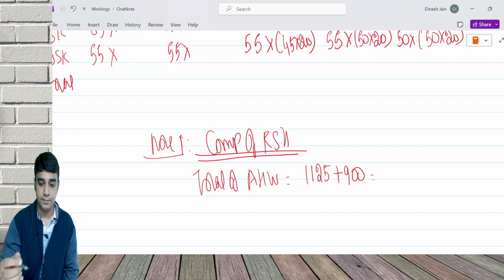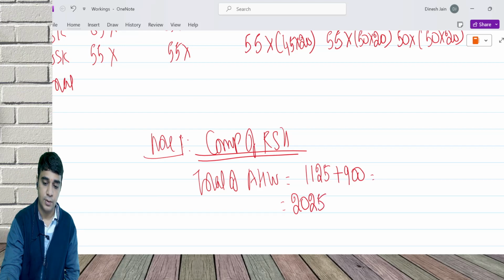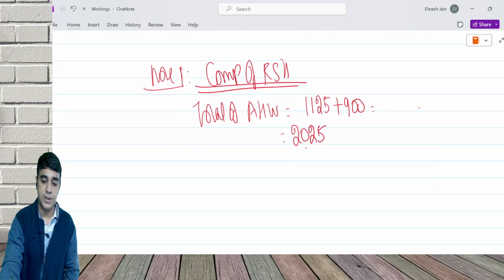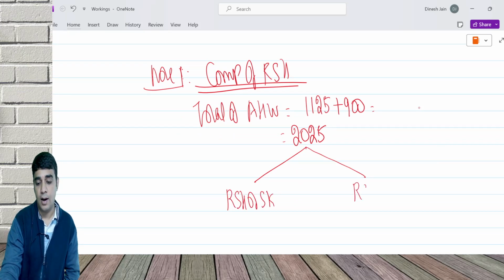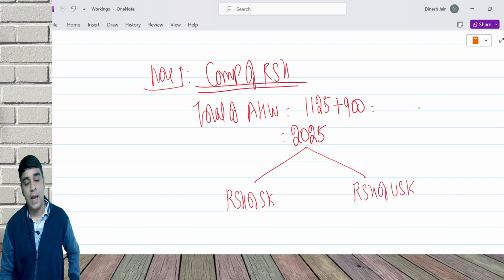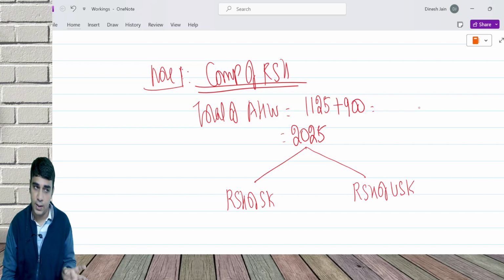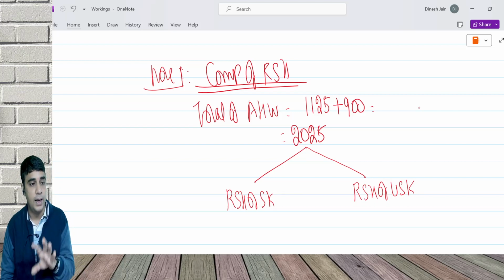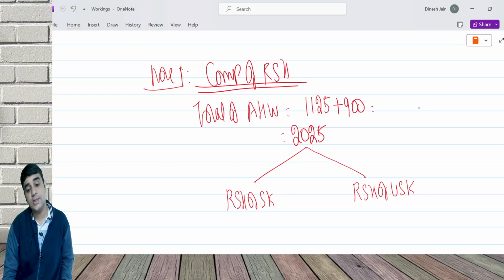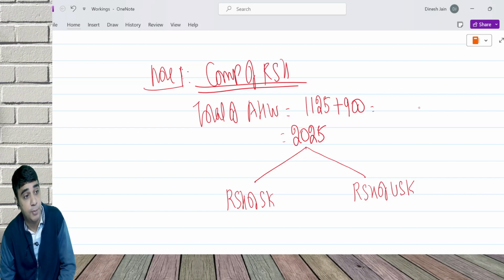How much? 2025, split into RSH of skilled, RSH of unskilled. The actual is 2520, but that was not the plan. What is planned is what I need to do now. RSH is the total of HW in the planned mix. Planned mix, budgeted mix, standard mix, all are same.